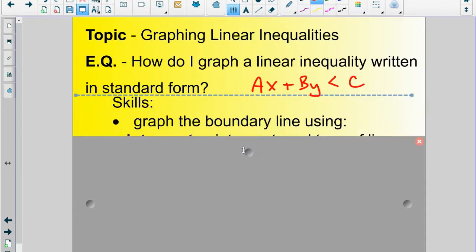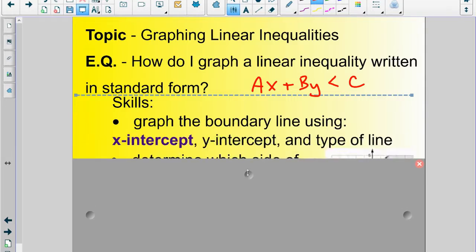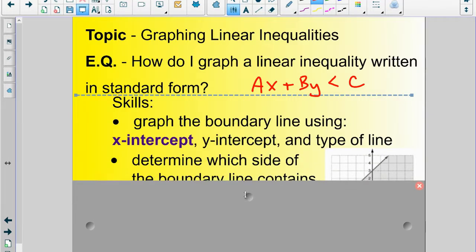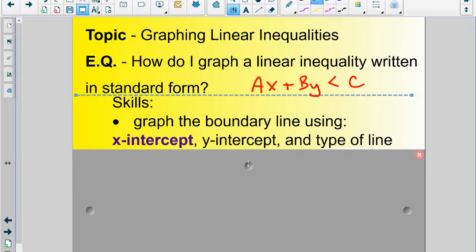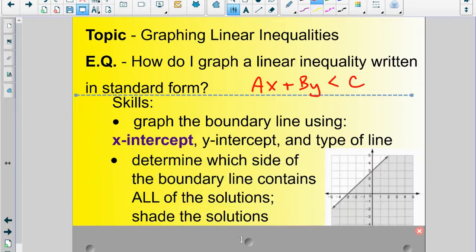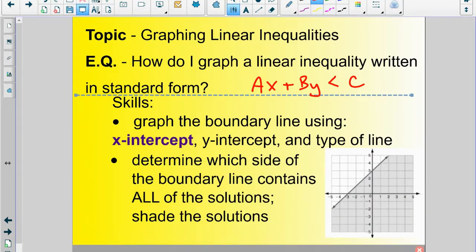Some of the skills that we're going to use are a continuation of the skills we used yesterday. We still need to figure out where the boundary line goes. So to do that, we have to think about how do we graph equations in standard form. Well, to do that, just find the x-intercept and the y-intercept and graph the correct type of line, whether it's solid or dashed. From there, we just have to decide which side of the boundary line contains all the solutions. And I'll show you a trick for that.